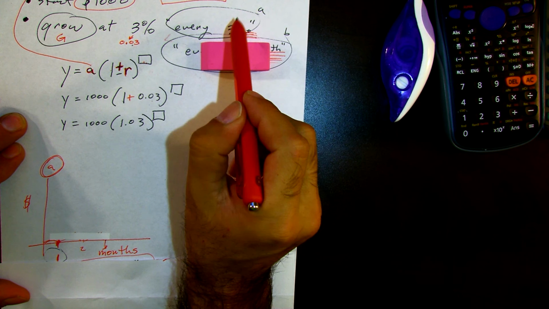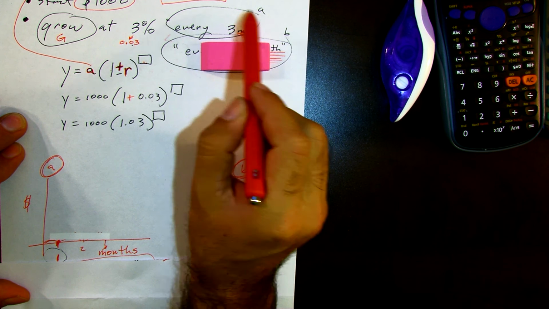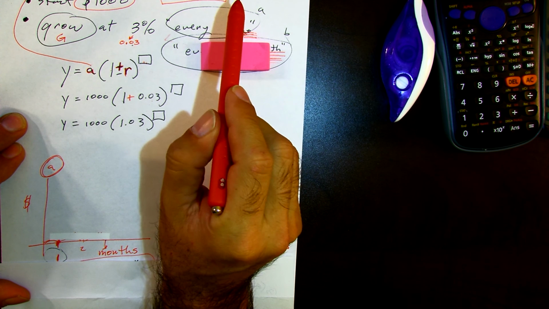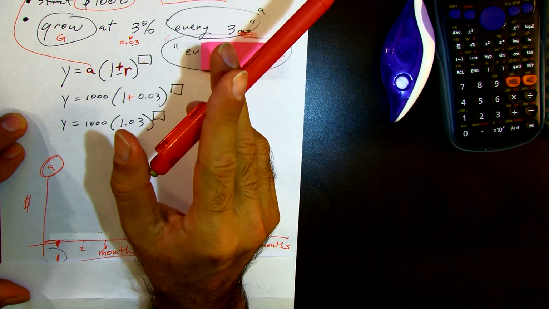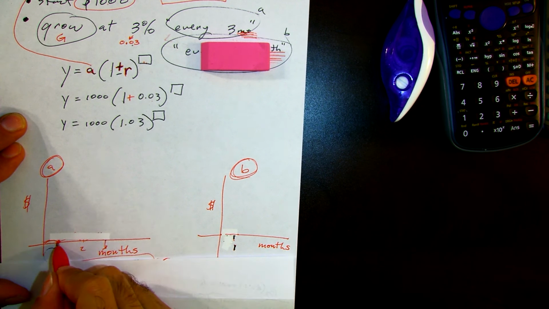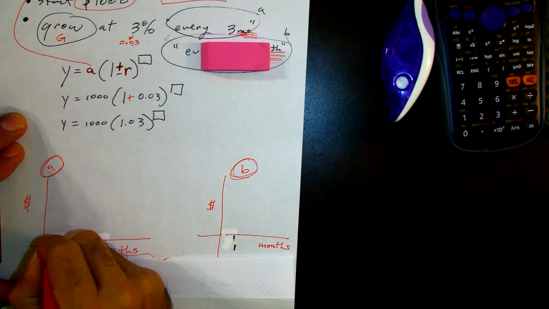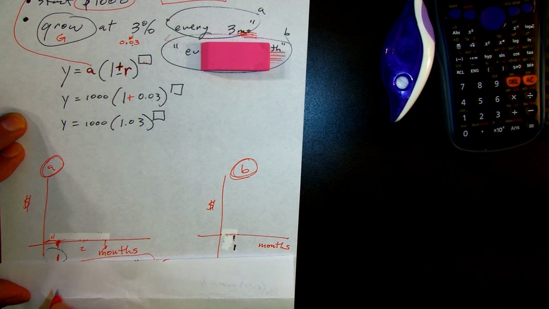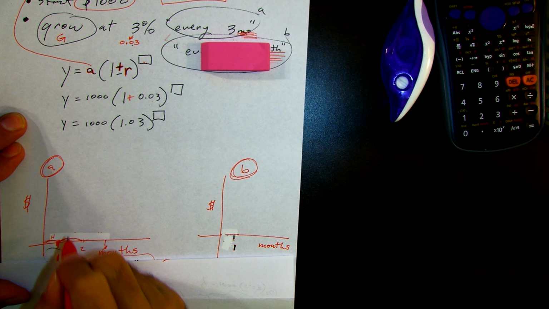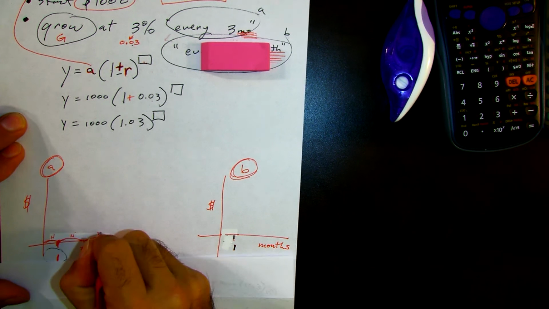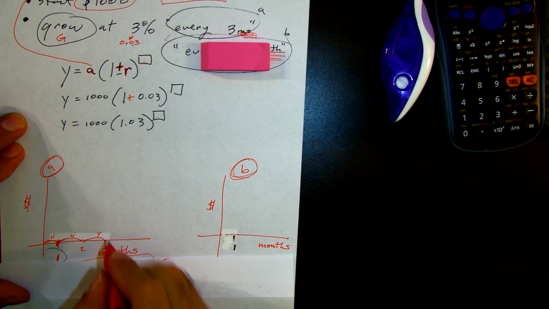We're doing A first, which has a different time distinction and increment. It grows at 3% every 3 months. After 3 months, I'll get the 3% growth. So after 1 month, do we have the full growth, or do we have a fraction of the growth? We have a fraction. No, not yet. After 2 months, do we have the full growth? Not yet. After 3 months? Yes. After 3 months, we get our full growth.